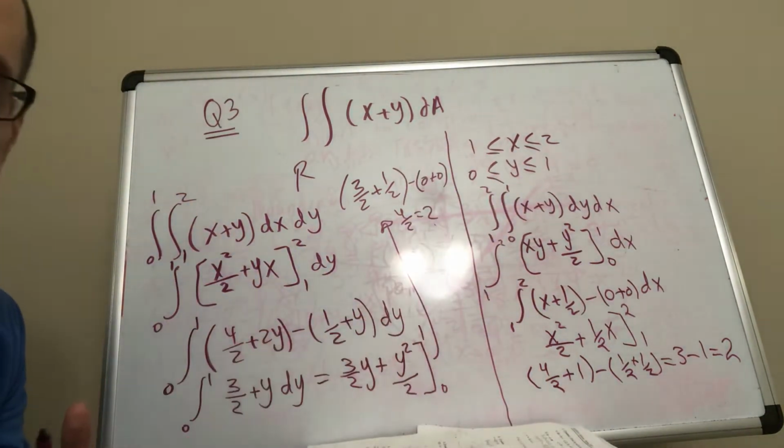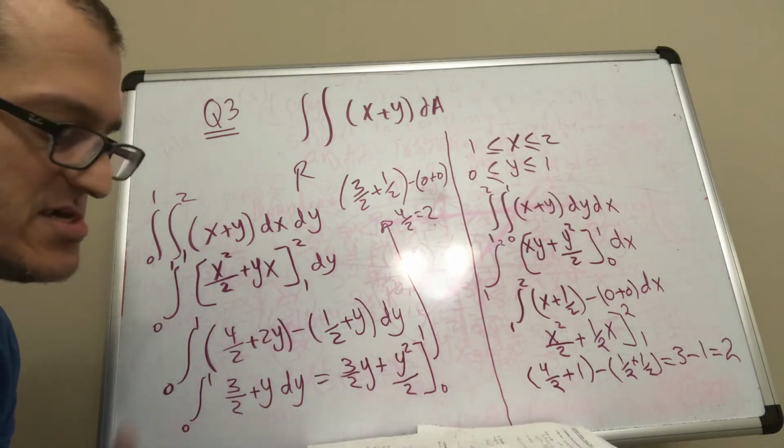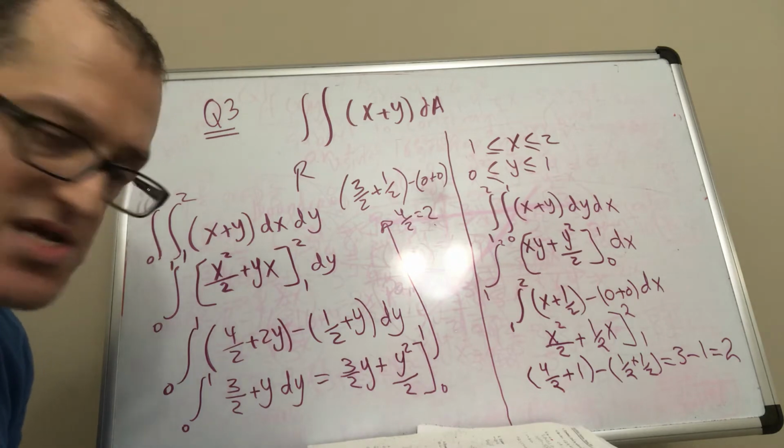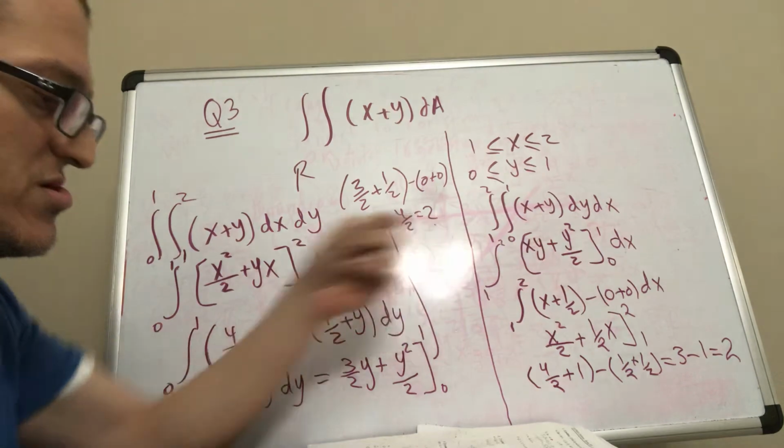So both of them, whether you do it in terms of x or in terms of y first, the answer should be 2. And you don't have to do it both ways. Either do it this way or this way.